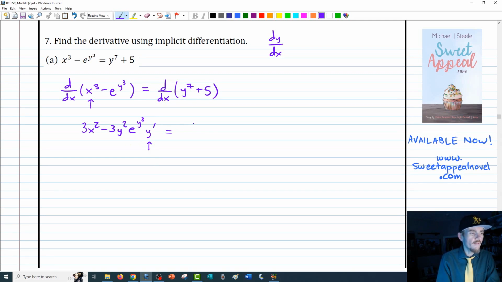On the other side, we have y to the 7th. The derivative of y to the 7th will be 7y to the 6th, but there is a y, so we need that factor of y prime. And of course, the derivative of 5 is 0 with respect to any variable. So effectively, there is our implicit derivative.